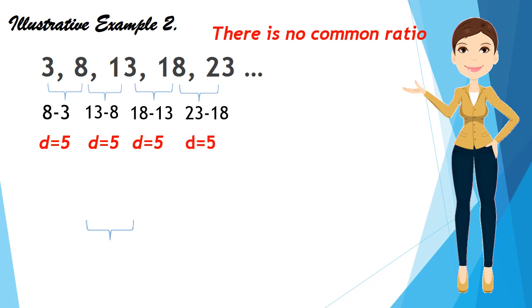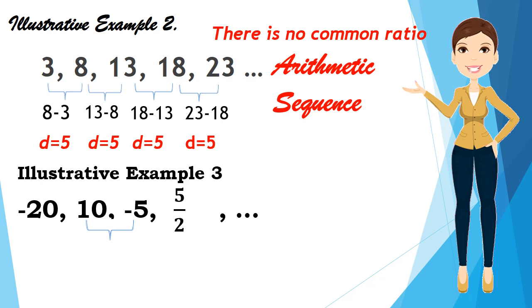So, what do you call the sequence? That's right. That is an arithmetic sequence. That is because the next number is obtained by adding a common difference to the preceding term according to its definition. Okay? So, do you have any question? So, if none, let us take a look at this another example. So, we are about to finish.